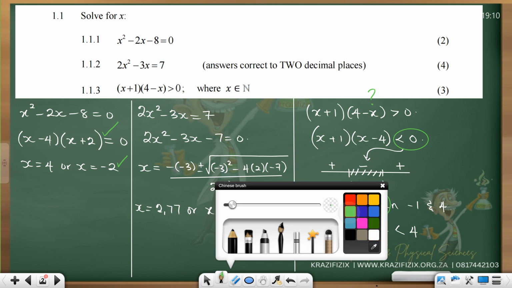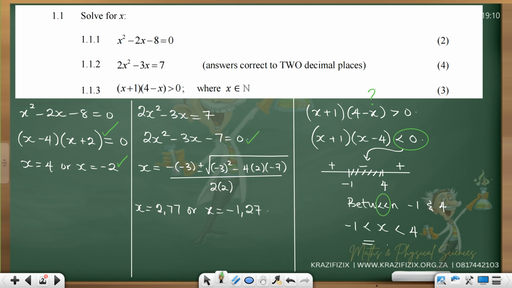Oh, let me put my ticks here. 1 mark, 1 mark, 1 mark, and 1 mark. 4 marks. This one is 3 marks. This line would get me 1 mark. 1 mark there and 1 mark there. Let me know. Are we on the same page? Are we on the same page, everybody? Questions? Let's see if there are questions, please. We might not have time to come back.